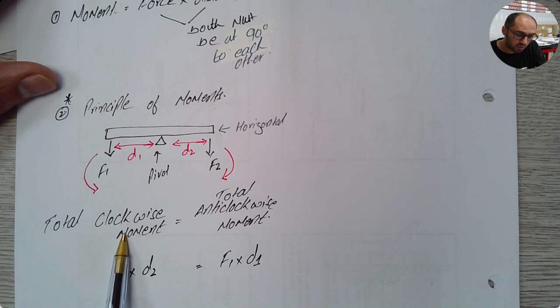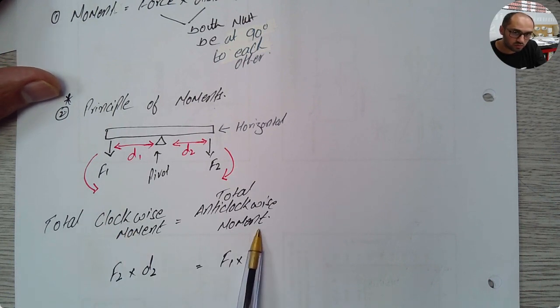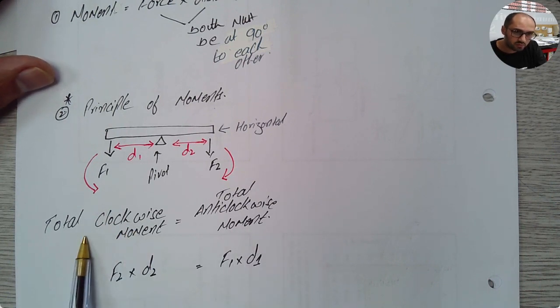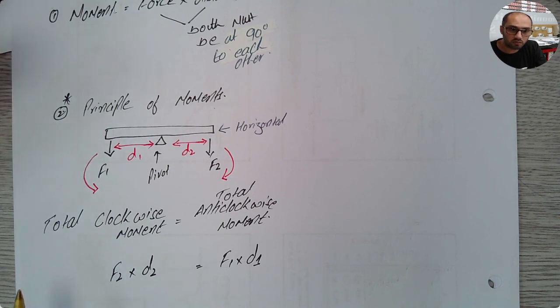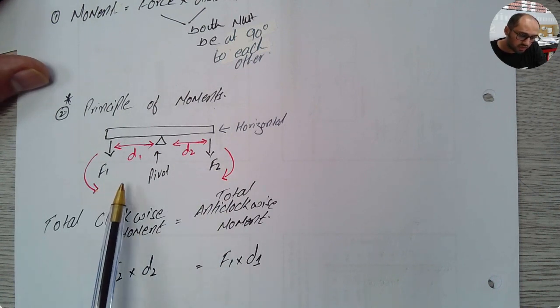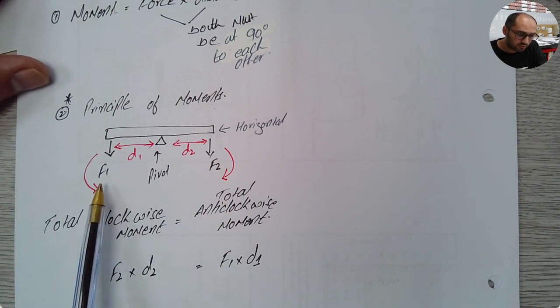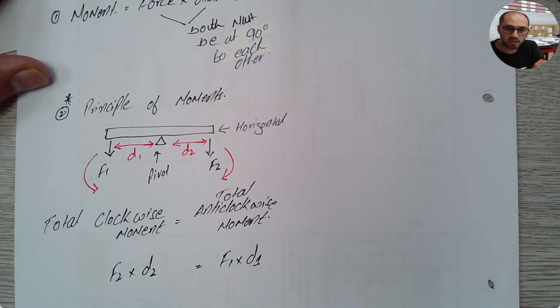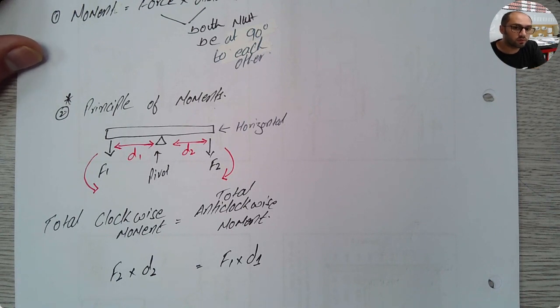So it says total clockwise moment must be equal to total anti-clockwise moment. To calculate clockwise moment, I'll multiply F2 with D2. That's what I've got here. To calculate anti-clockwise moment, I'll have to multiply F1 with D1, and I'll have that. Now in your exam, out of these four, 3 will be given to you, and you'll be asked to find the fourth one.